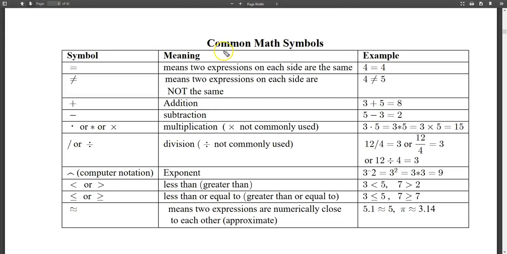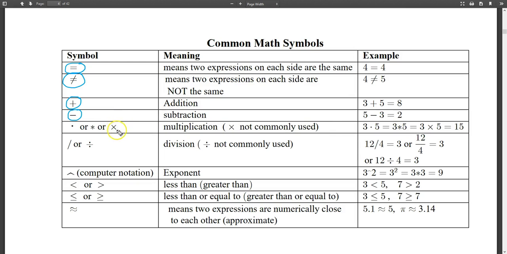Let's take a look at some common math symbols now. These are just some symbols that we'll be using. We have the equal symbol, you should be familiar with. That just means two expressions on either side are the same. For example, 4 equals 4. The not equal to symbol is just the equal with a slash through it, and that means that two expressions are not equal or not the same. For example, 4 does not equal 5. We then have addition, which you should be familiar with, and subtraction. So 3 plus 5 is 8. 5 minus 3 is 2.